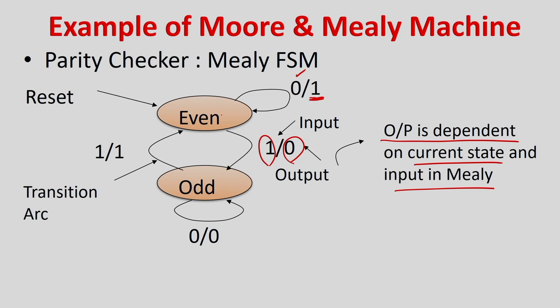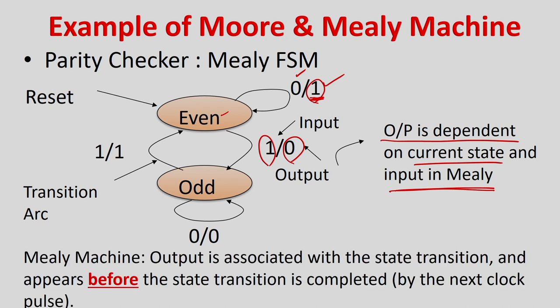So if you are in even state and if you are getting a 0, then still you are in even state and output will be 1. So, that means output is associated with the arc. Output depends on current state and input. It is encoded in the arc, particularly in transitions.